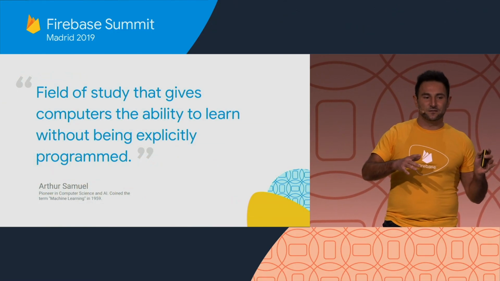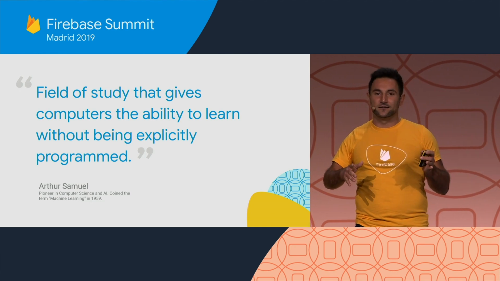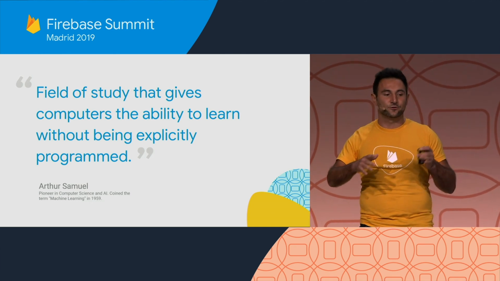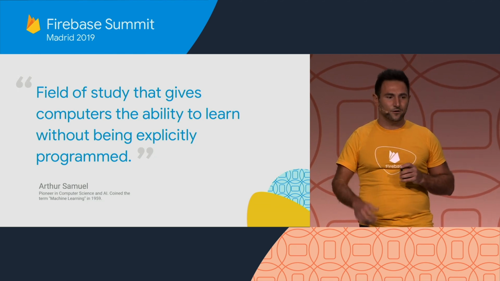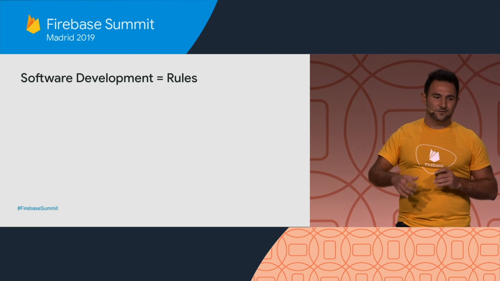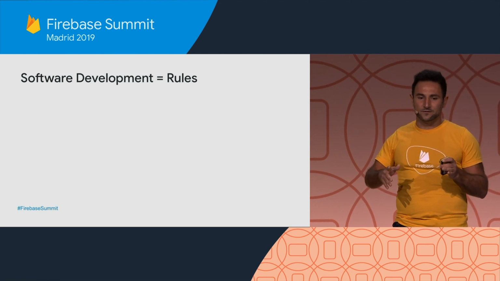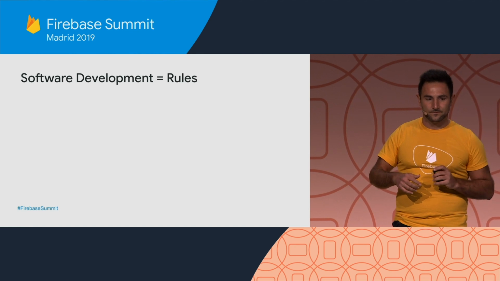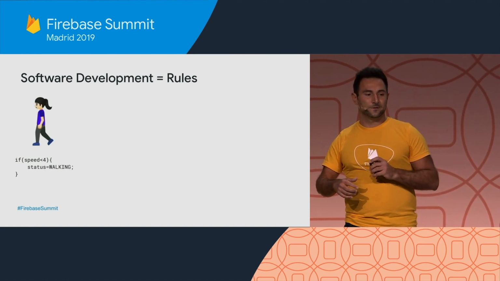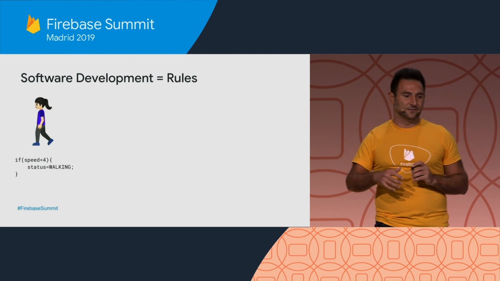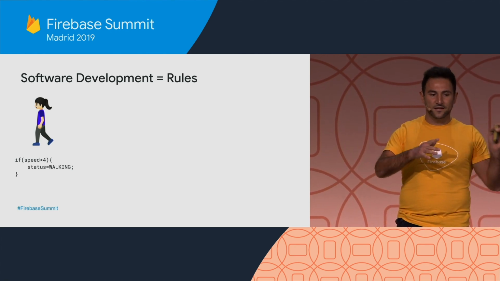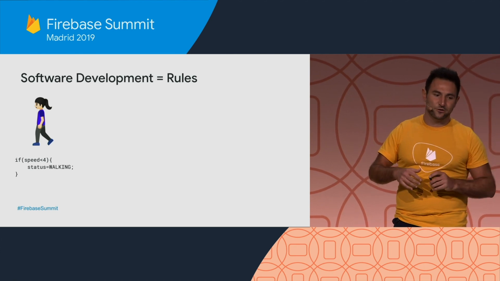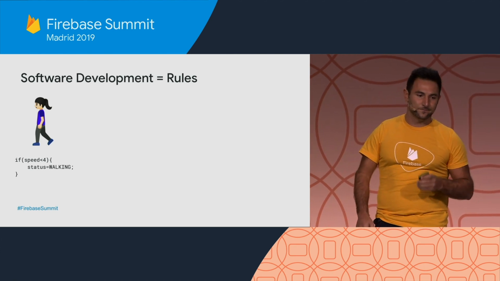So what is machine learning? By definition, machine learning is a field of study that gives computers the ability to learn without being explicitly programmed. So what do we mean by that? Traditionally, software development is implementing rules. Let's say we have this app, and we are detecting activities. So we have the speed sensor data. We can say if the speed is below a certain threshold, this is walking.